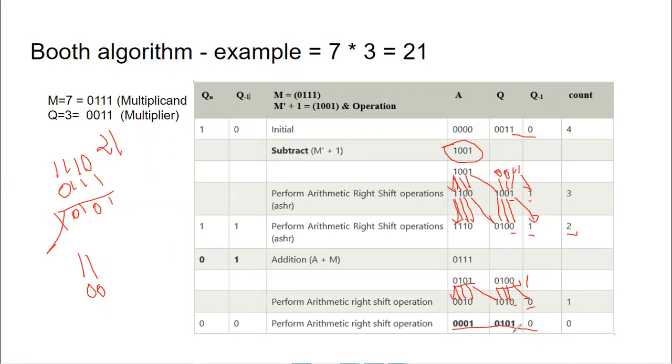So now positive means here 2 power 0 is 1, 2 power 1 is 0, 2 power 2 is nothing but 4, 2 power 3 is 0, and 2 power 4 is 16. So now you have the answer 21. This is nothing but our decimal 21. Now we'll see the next example.